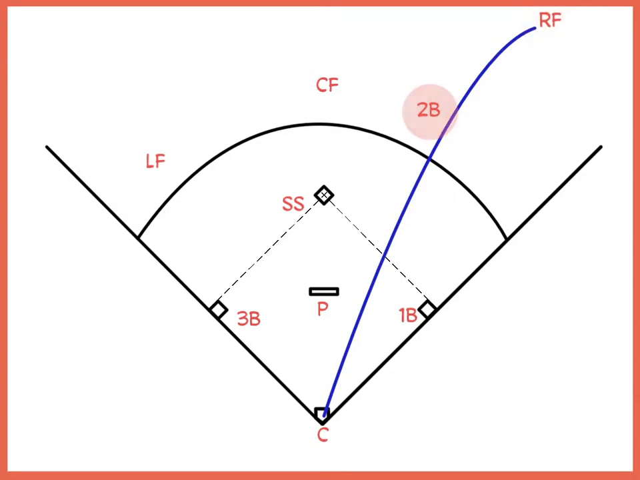Let's try an example where the left fielder is going to throw to third base. So the left fielder is going to make that throw to third base. They're doing a good job. They've got a good arm. They can make that throw.